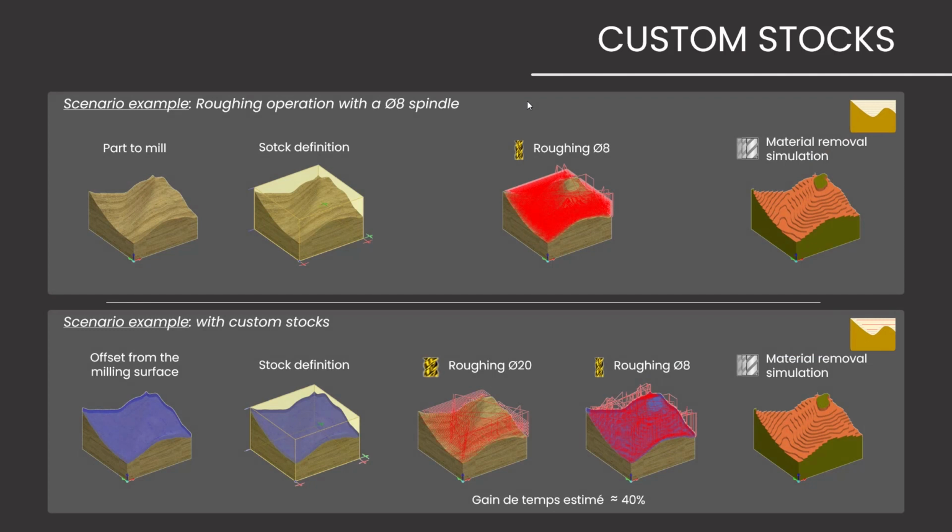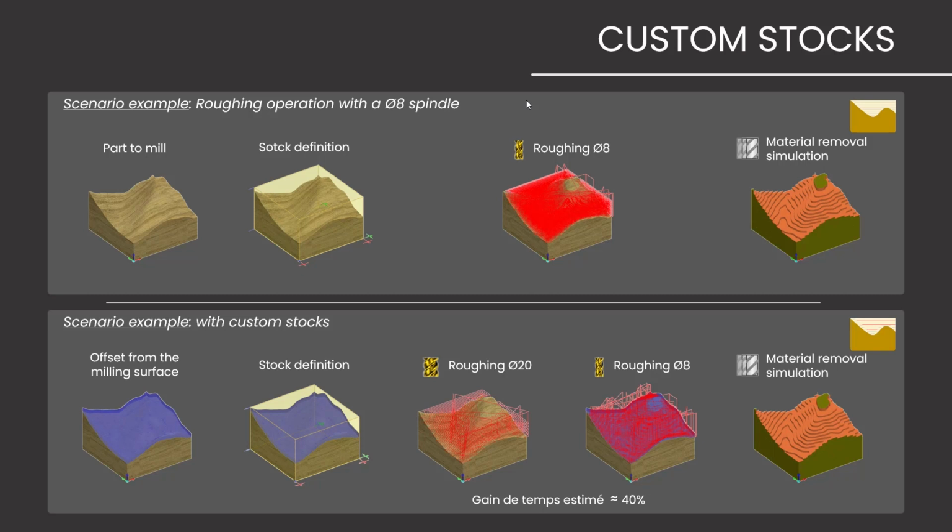Here is a detailed example. On top, we have the previous way of working with the 3D roughing of SWOOD, by having the parts, then the calculated stock by SWOOD, and the roughing strategy. And below is the process with the custom stock that appears in blue on the very first step of the project.